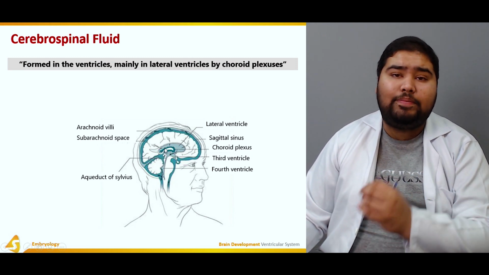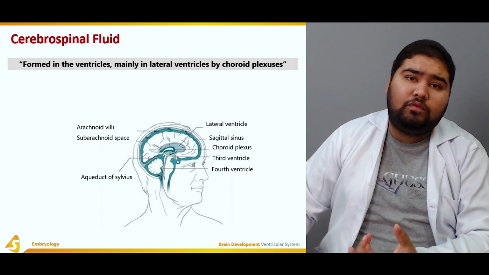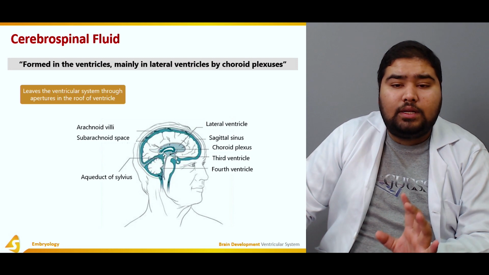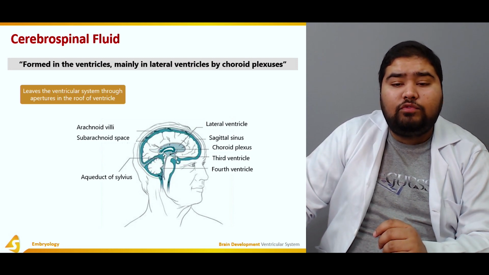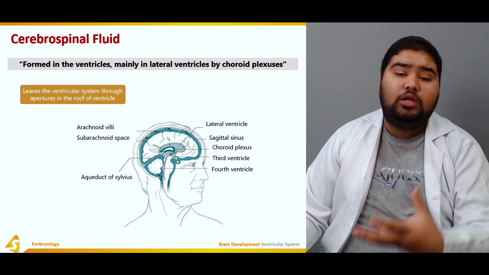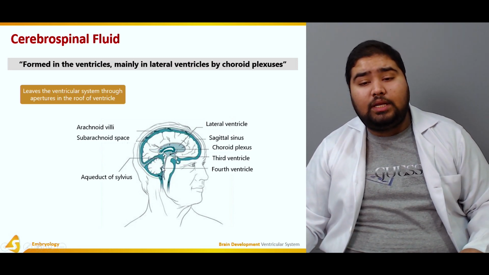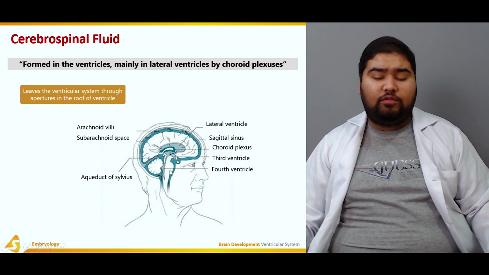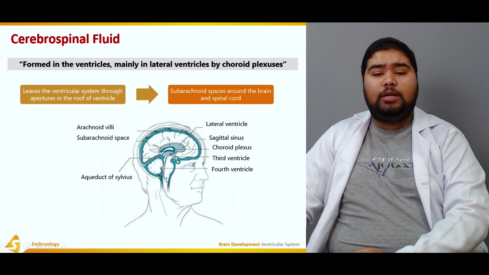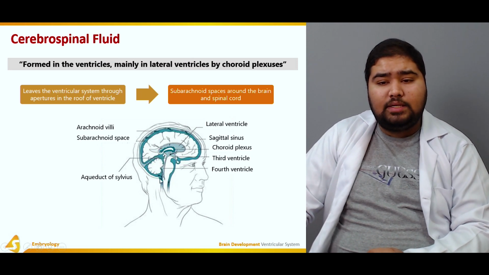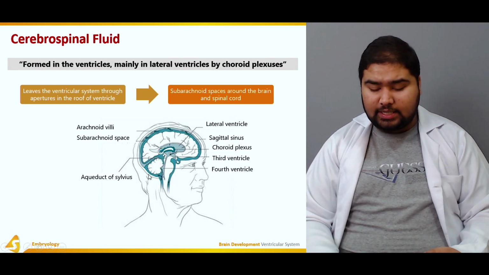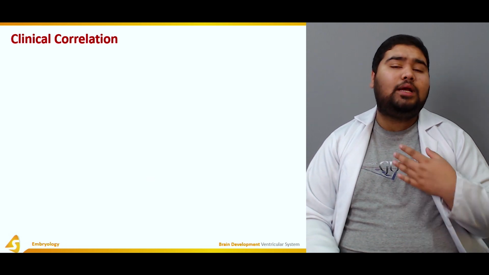And this choroid plexus is responsible for the production of cerebrospinal fluid. So the cerebrospinal fluid leaves the ventricular system through apertures in the roof of the fourth ventricle. It passes into the subarachnoid spaces around the brain and the spinal cord. So through this, it enters the subarachnoid space.